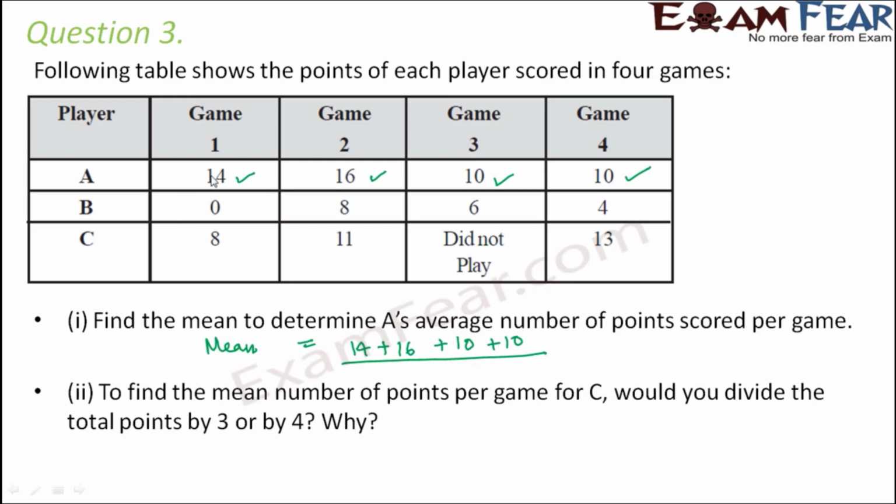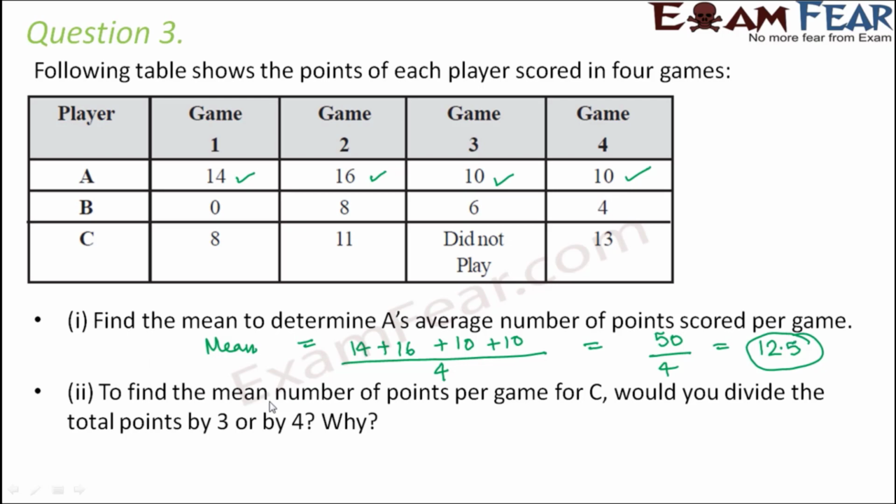How many items do you have? 1, 2, 3, 4. So this divided by 4. So the sum comes out to be 50 divided by 4, which is equal to 12.5. So 12.5 is the average score of A in each game.